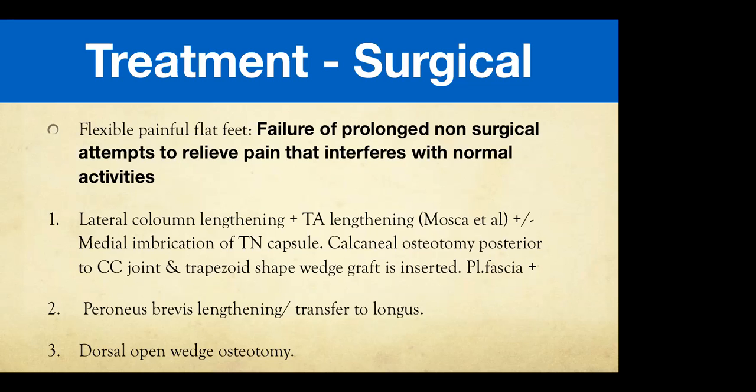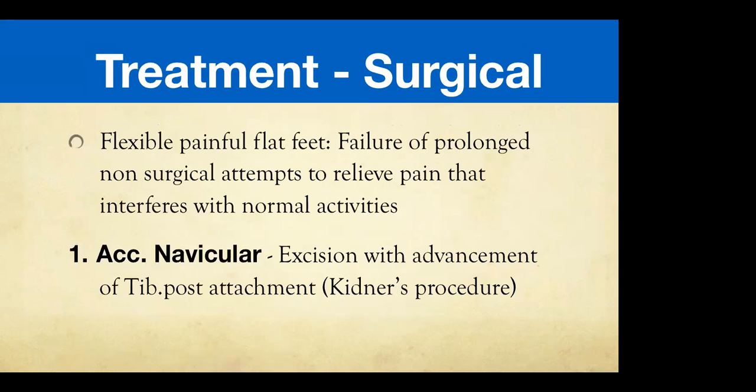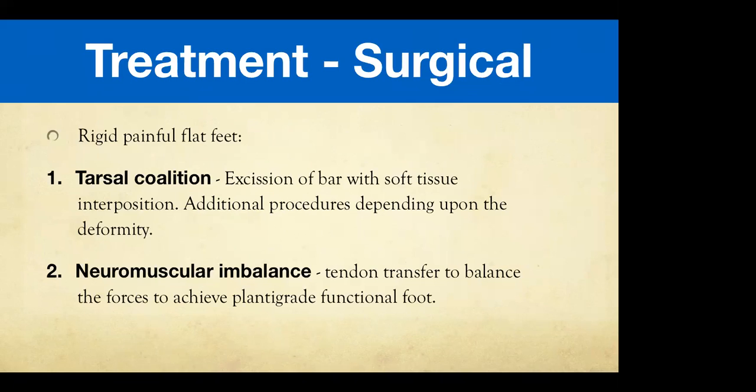In the forefoot, if there is a drop of the first metatarsal, then you need to do a dorsal opening wedge osteotomy of the cuneiform or the first metatarsal. In a flexible flat foot where there is an accessory navicular, or what we call os navicular syndrome, you need to excise it with advancement of the tibialis posterior tendon. That's the Kidner's or modified Kidner's procedure. In tarsal coalition, or in rigid painful flat feet, you need to excise the bar and soft tissue interposition is done. In neuromuscular imbalance flat feet, you need to do tendon transfers to achieve a plantigrade functional foot.